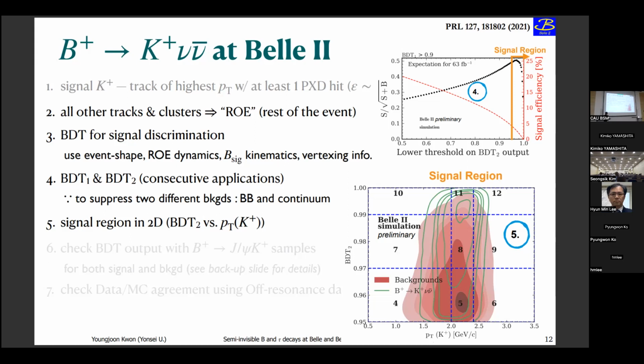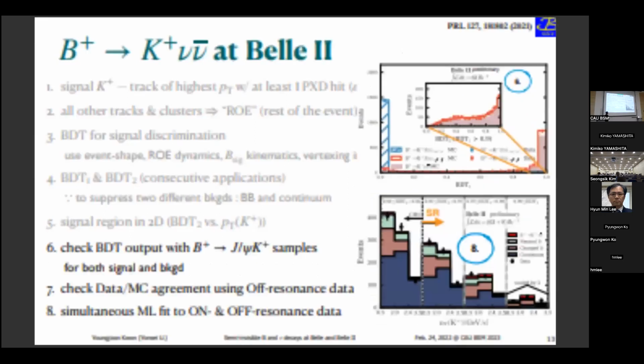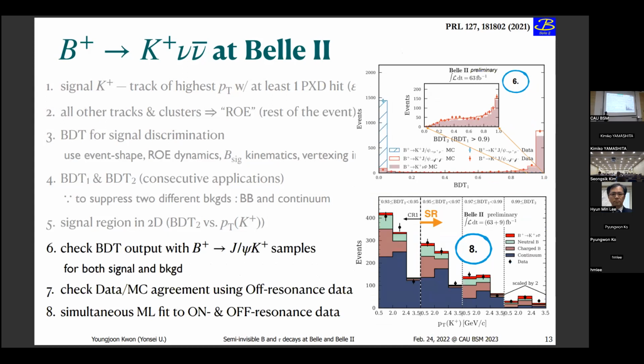Then another variable is the PT of the K-on. With this two-dimensional distribution, the signal mostly distributes in this area, while most of the surviving background distributes here. So we can have very nice signal extraction with these two-dimensional variables. Then we check our BDT output with B to J/psi K control samples for both signal and background. For this, we use the so-called embedding method, but I'm going to skip the details. If you ask a question, I'll try to explain during the question and answer session.